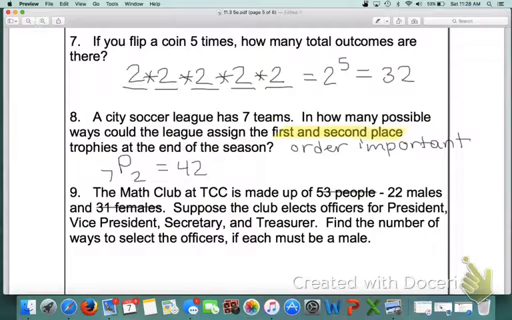So, because we're only considering males, we're just considering 22, and we're going to pick from those 22, 4 of them. So that tells us that there's 175,560 different ways that we can elect those 4 officers as long as they're males.